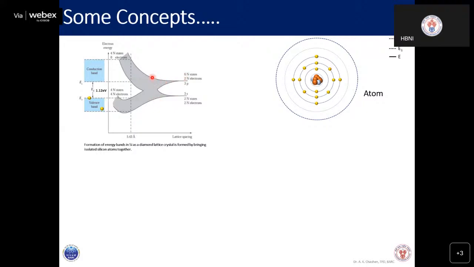But when they reach this level, both of these are merged together. Now you will have 2N plus 2N, that is 4N states, and 4N electrons available. Obviously, they will occupy the lowest energy states. So the lower 4N states will be occupied and the upper 4N states will be empty. If you go on reducing the spacing and reach a lattice spacing of 5.43, which is the real spacing of the silicon atom, the structure becomes like this.